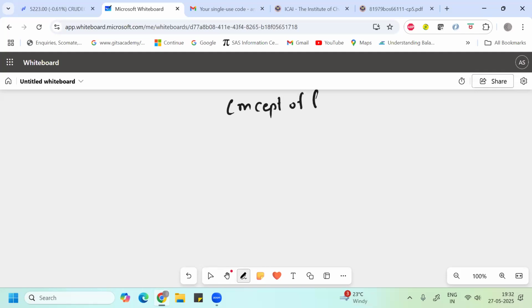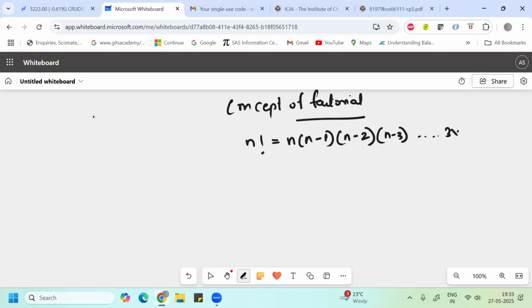So the concept of factorial is basically represented with the symbol. If I say n factorial, it basically means n into n minus 1 into n minus 2 into n minus 3, and you will multiply this till 1. So 2 factorial basically means 2 into 1. If I'm saying 3 factorial, it basically means 3 into 2 into 1, that means 6.